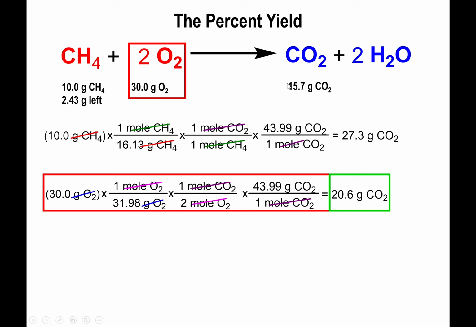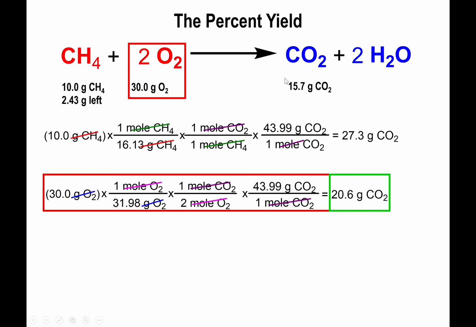If you don't know this amount or you're not given this amount, the most you can do is get the theoretical yield, but you can't do anything else beyond that. The percent yield requires that you do know the amount of the substance that you're trying to get the percent yield for that actually was obtained experimentally.